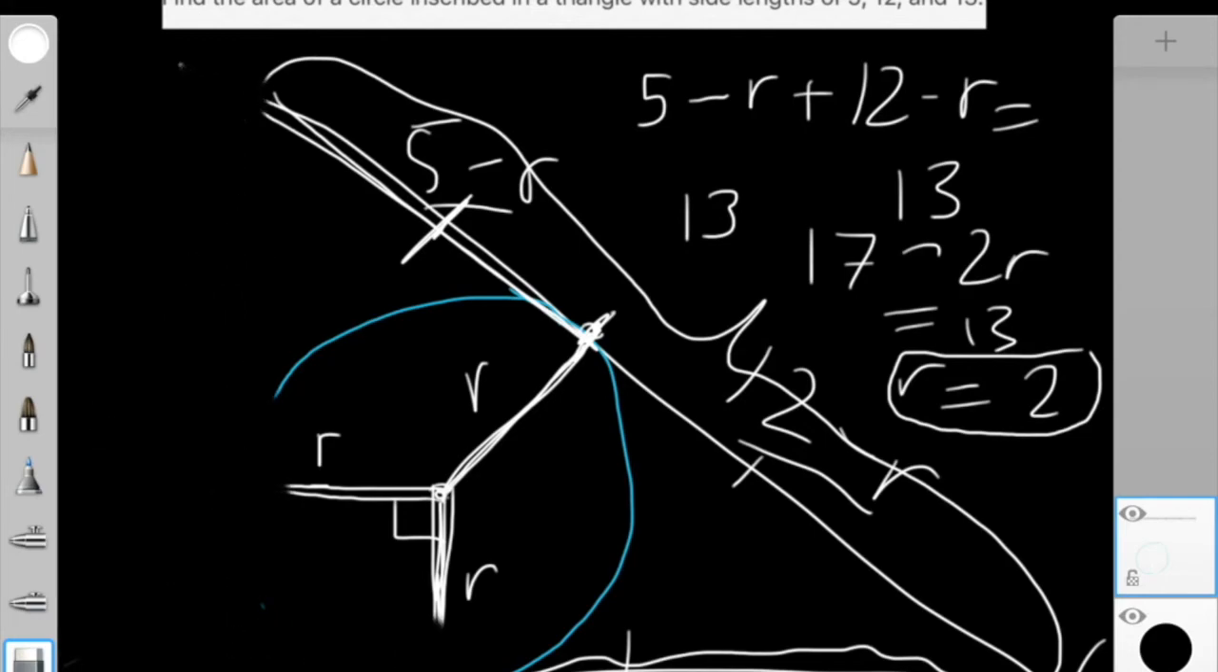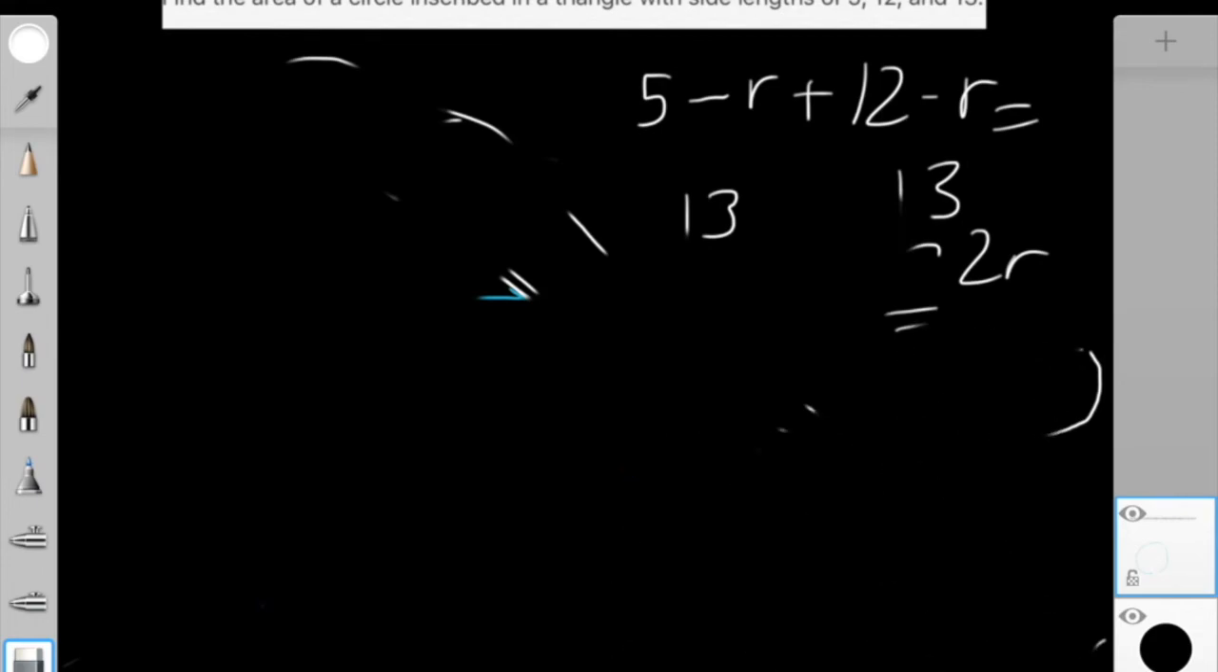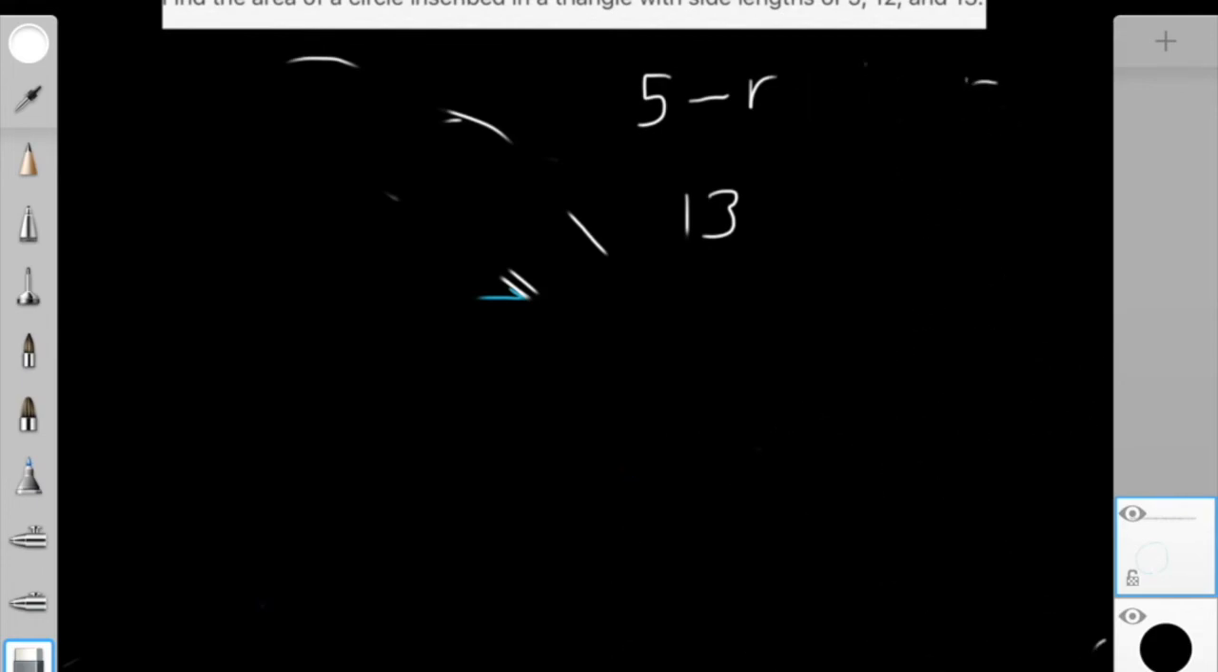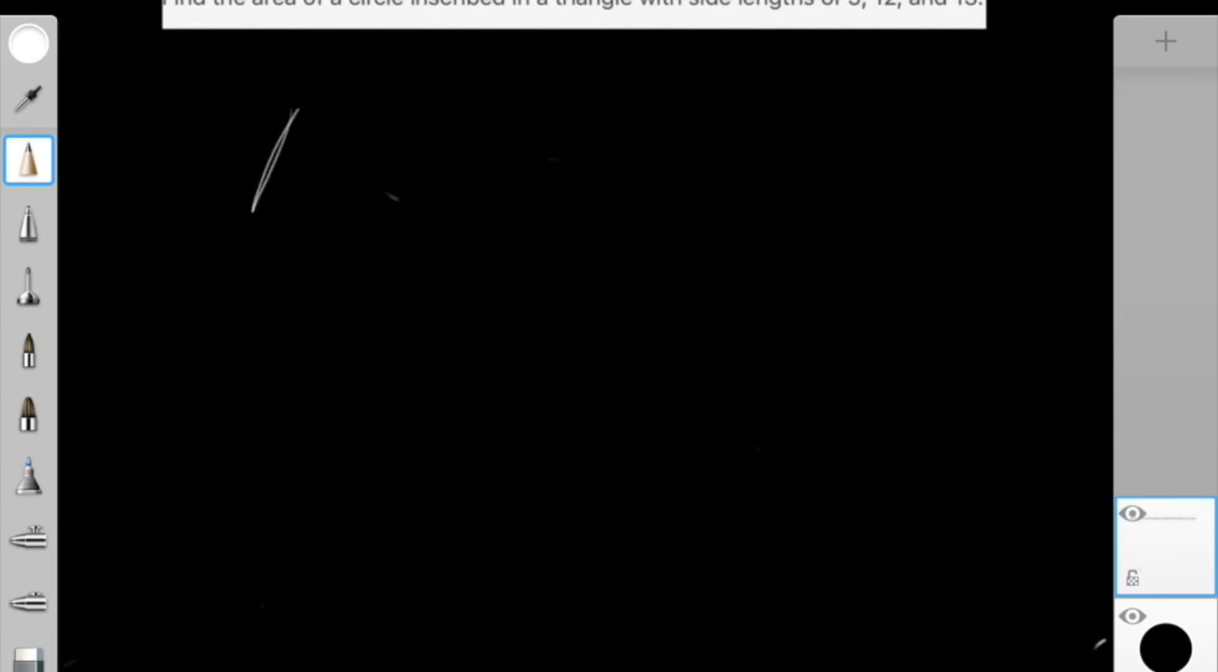Now, if you want a formula so that you don't have to do this work every time you have a right triangle, it's pretty simple. Let me just erase all this first. And this formula will also work for circles inscribed in quadrilaterals. And it's the following. So area equals radius times semi-perimeter. So the semi-perimeter here just means it's half of the total perimeter of the thing that the circle is inscribed in.